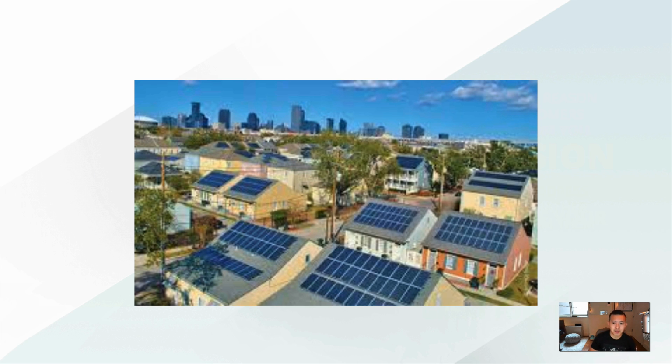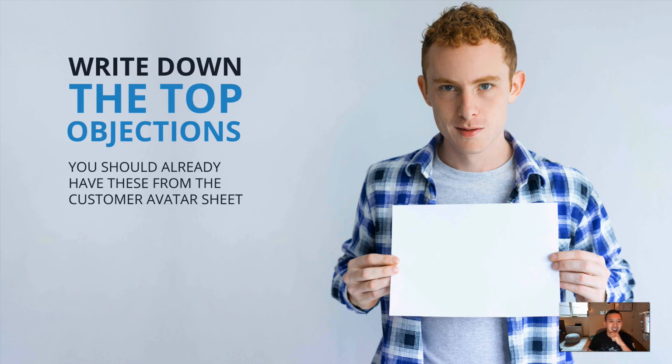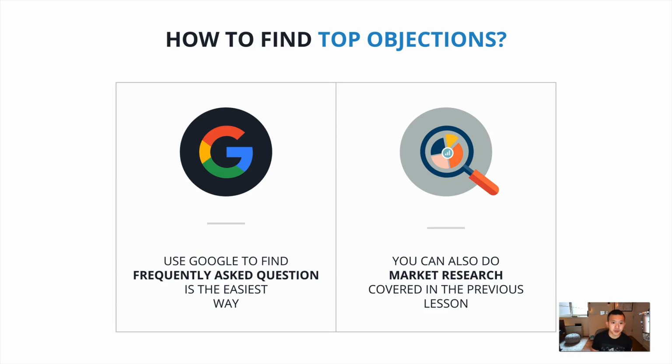So let's take an example of solar energy, solar panels. Man, that's a really ugly picture. All right, so I would start off with writing down the top objections. Remember, the top objections why people don't buy, you should already have this if you filled out the customer avatar sheet. So how do you find objections once again?